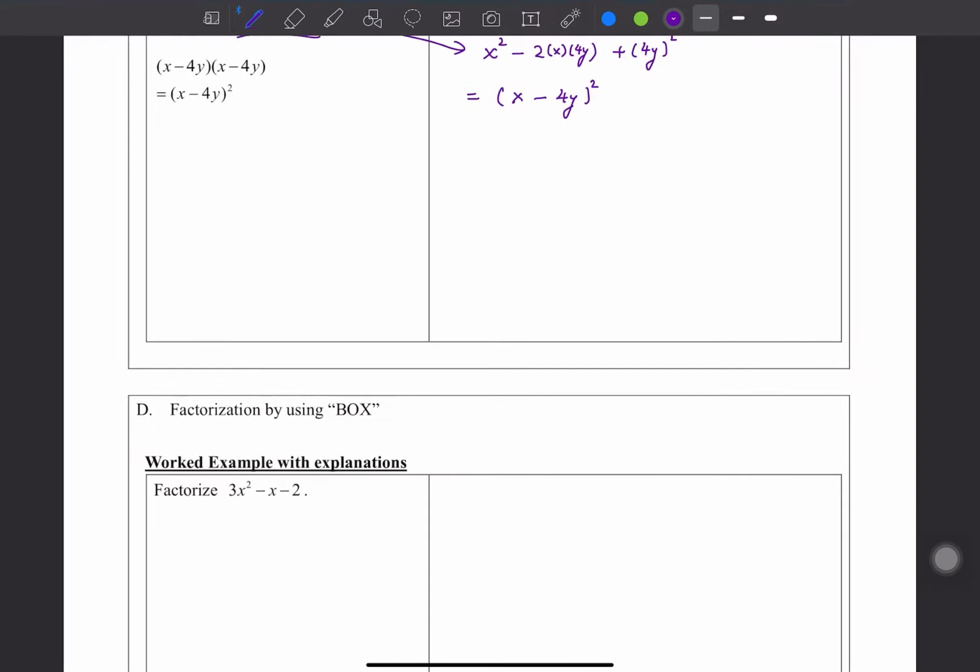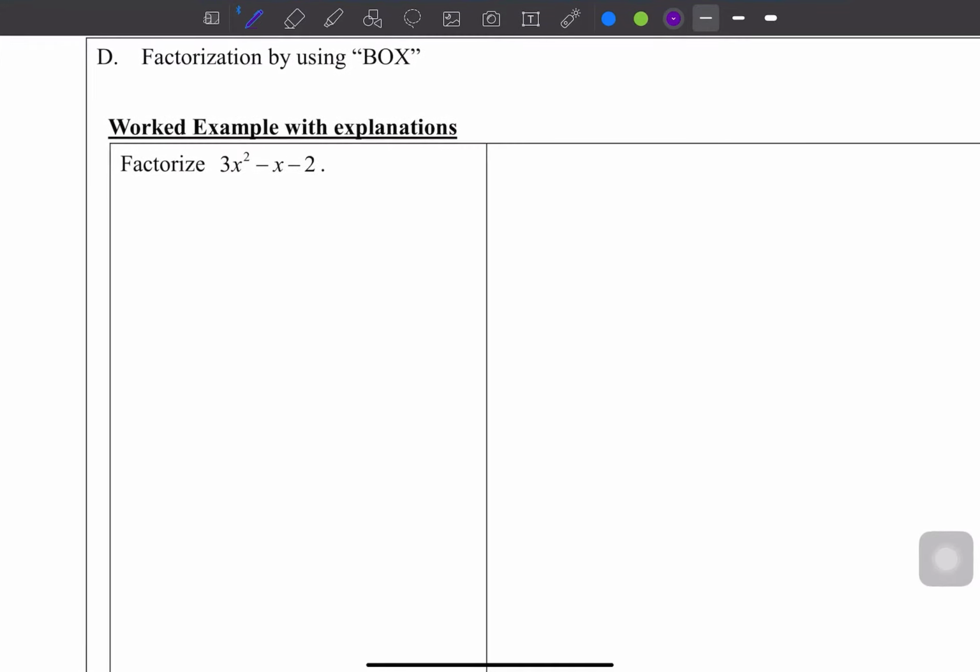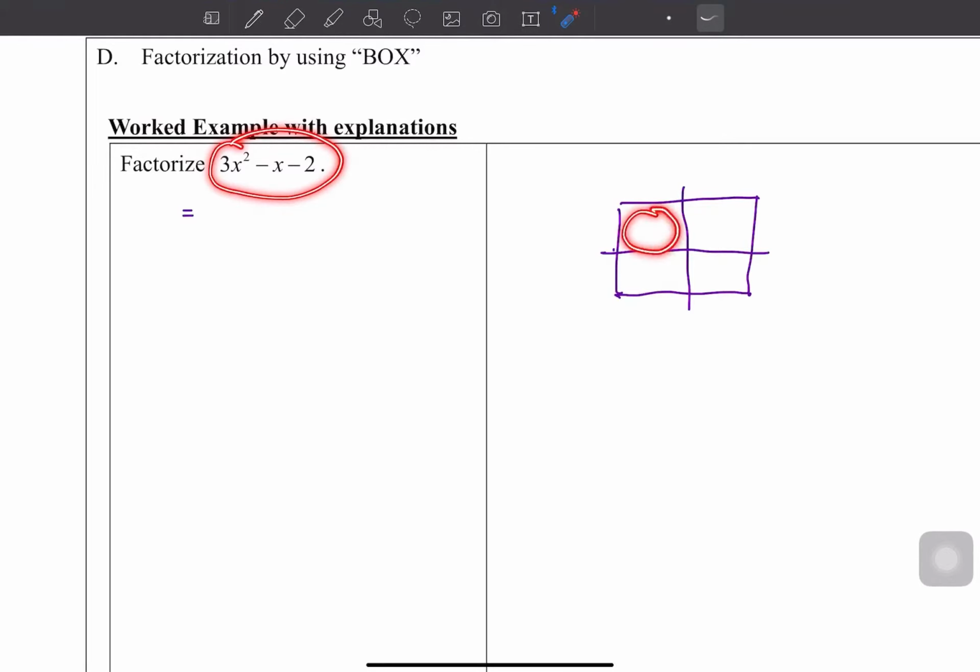The last one, I don't know what method you learned to factorize this. I only want to introduce one method, which is called factorization by using box method. You need to draw this box first. I know when we expand it, this is equal to 3x squared, so I will write down 3x squared here. And then negative 2, I will write down in these positions.